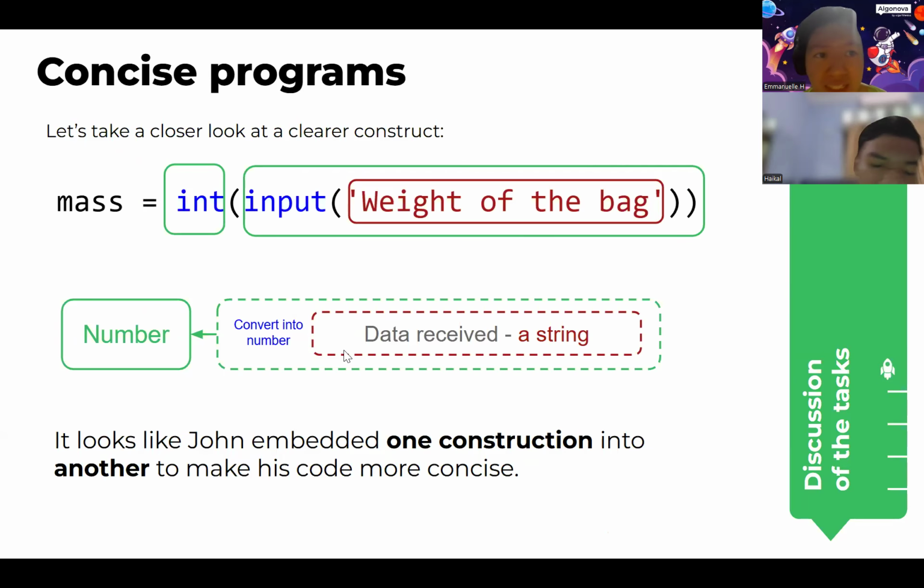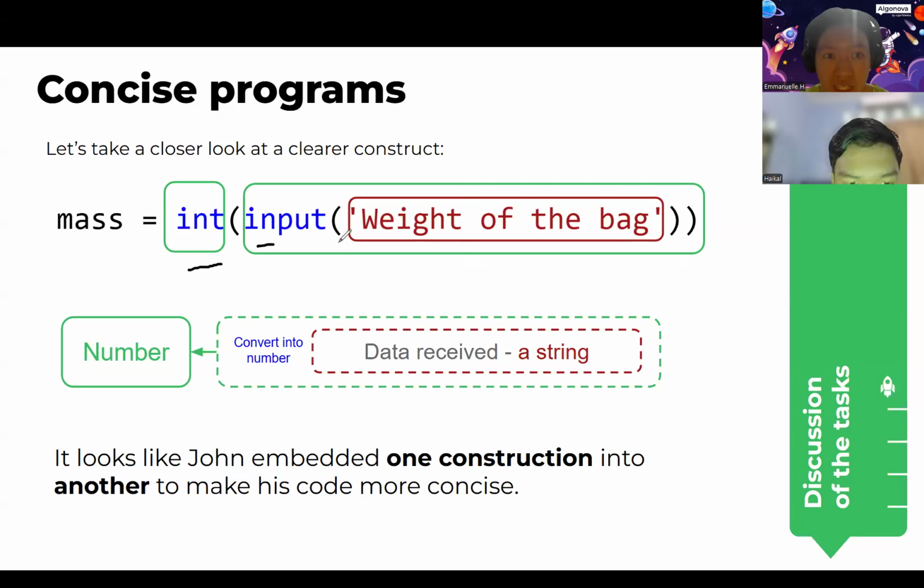So how to make the program concise? We put the last one, the latest one, on the outside, followed by the first one, the earliest one, on the inside. For example.